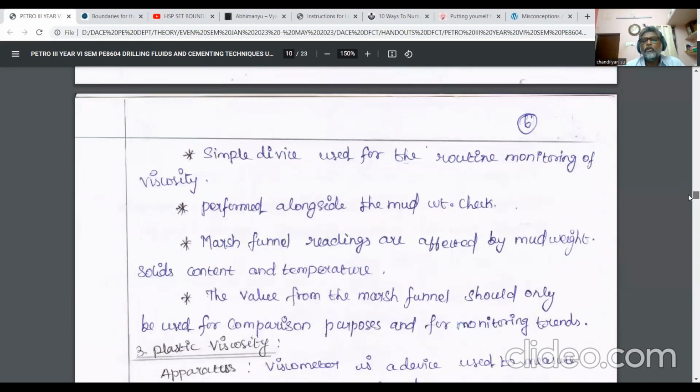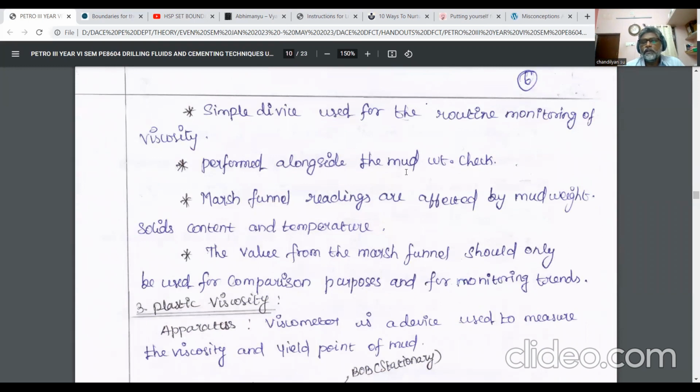It is also performed alongside the mud weight check. That means you have to measure the mud weight or mud density with the mud balance, the first piece of equipment, and the second one is the Marsh funnel. Both experiments should be performed to comment on the quality of the drilling fluid or the cementing fluid. Marsh funnel readings are affected by mud weight. If too much weighting material or viscosifier is added, then the readings of the Marsh funnel will also be affected.